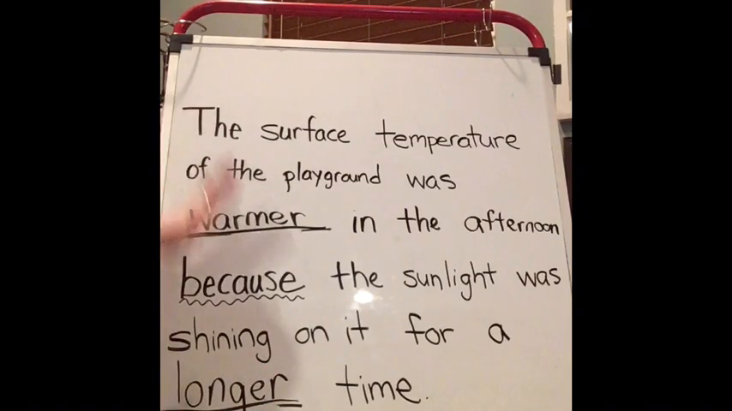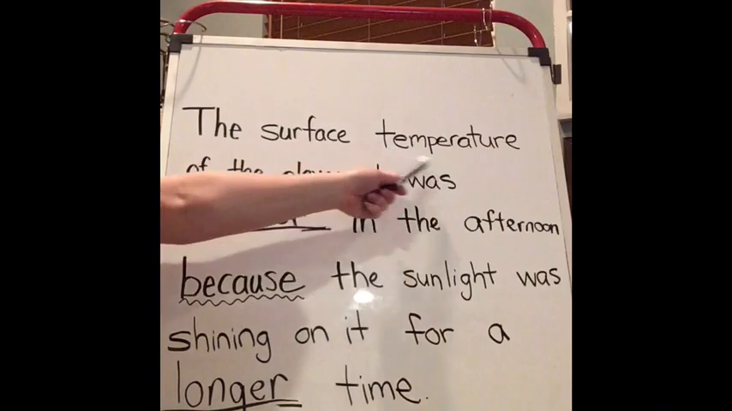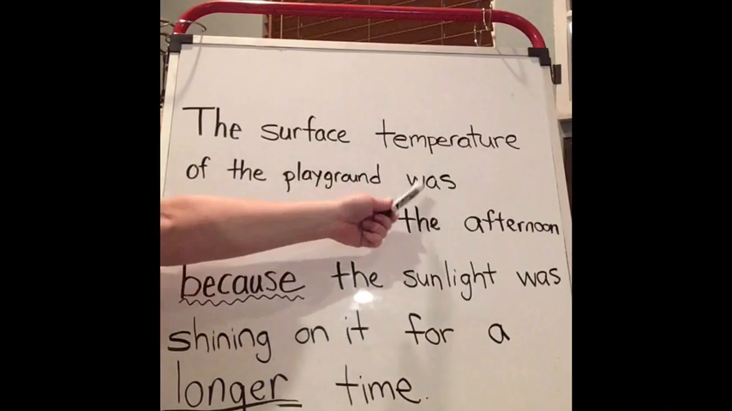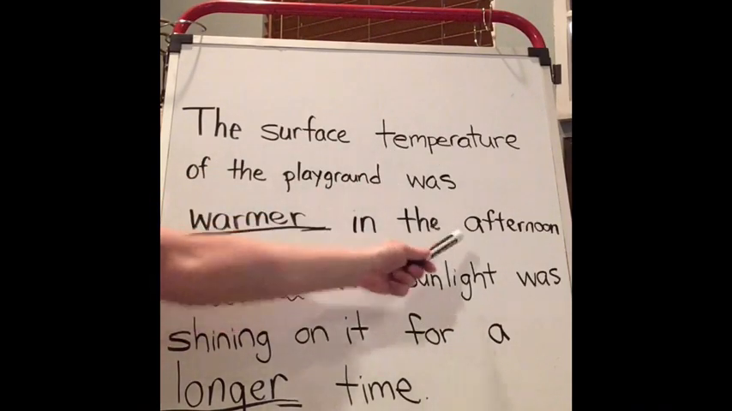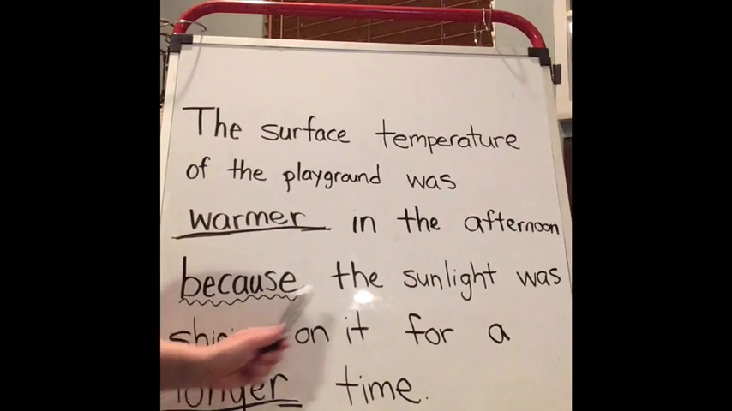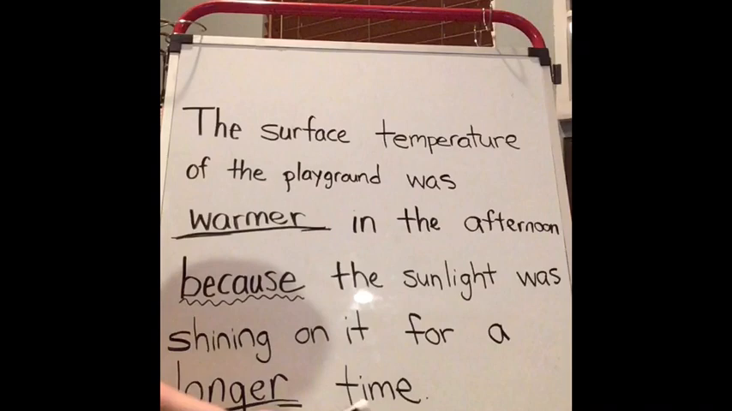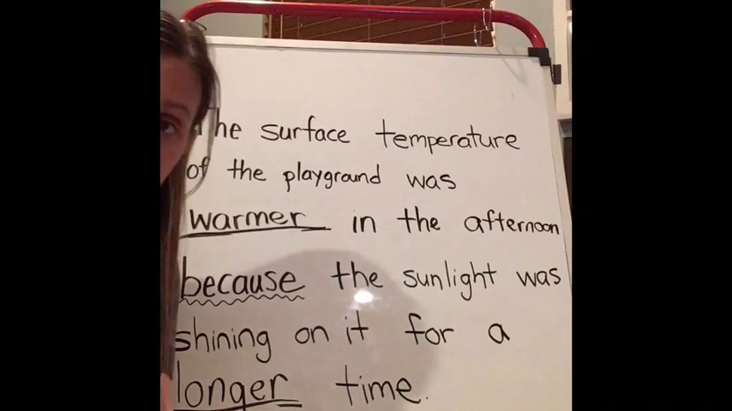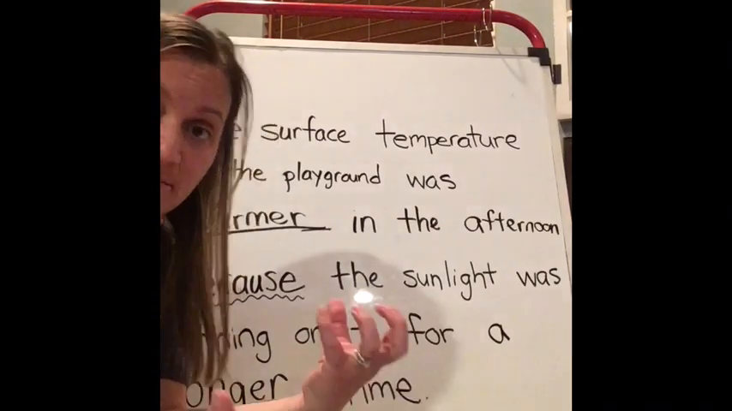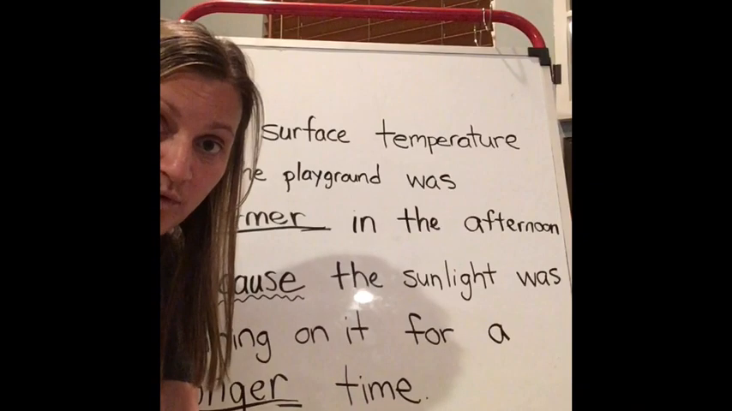So our whole thing now says the surface temperature of the playground was warmer in the afternoon because the sunlight was shining on it for a longer time, right? The sunlight was there all afternoon, making that surface temperature really warm.